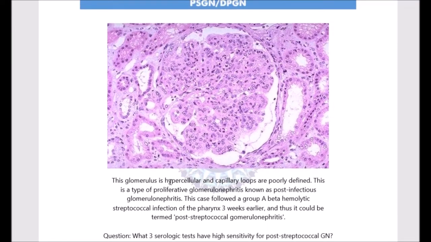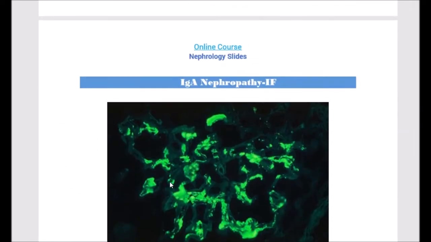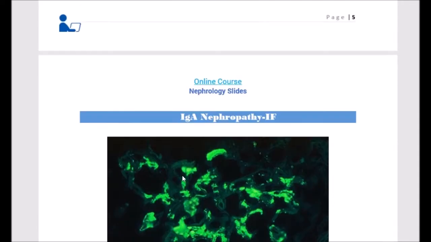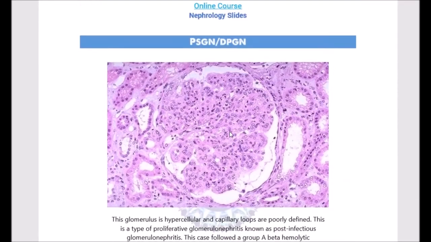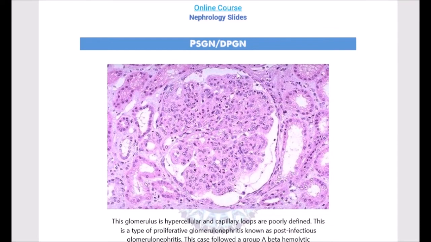So my dear, what is the term? Upper respiratory tract infection followed by glomerular disease: the 2 diseases are IgA and the other, PSGN. IgA is nothing but the mesangial proliferative glomerulonephritis, mesangial deposition with hypercellularity. In contrast, PSGN is nothing but the DPGN, the diffuse proliferation. These 2 important words would be helpful to differentiate between these 2.